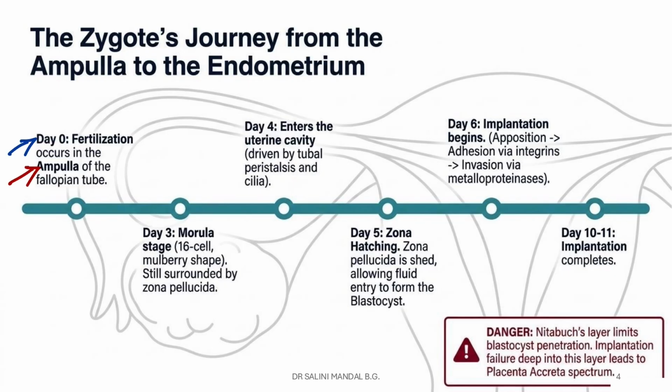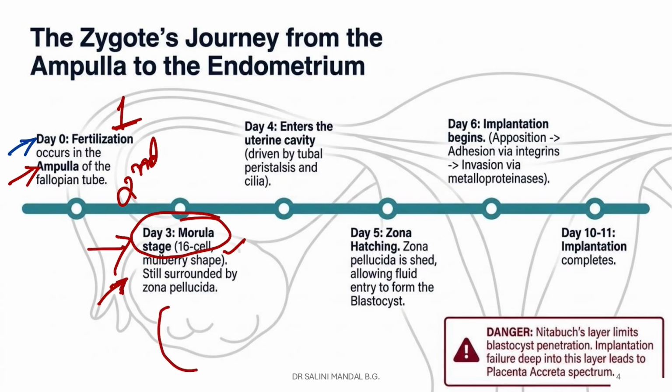Next one, what happens at day 3? Okay, day 3. So this is a one cell stage. Then we have a two cell stage. Then on day 3, what exactly happens? 1, 2, 4, 8, 16, like that it goes on, right? So finally we are going to have a 16 cell stage, and that is what we call the mulberry shape. Okay, mulberry shape, that is morula.